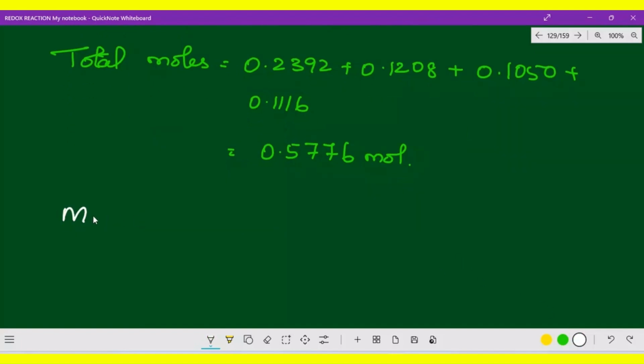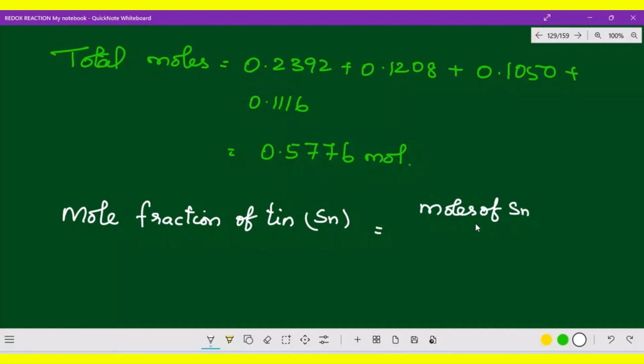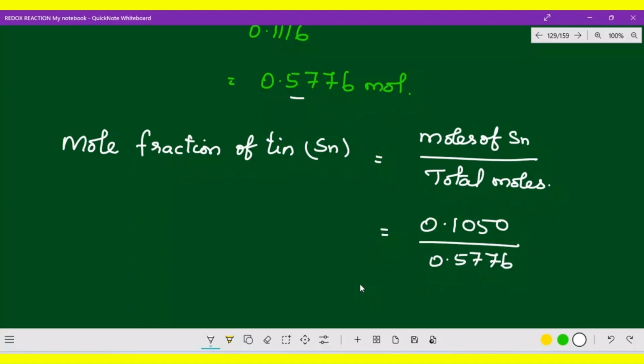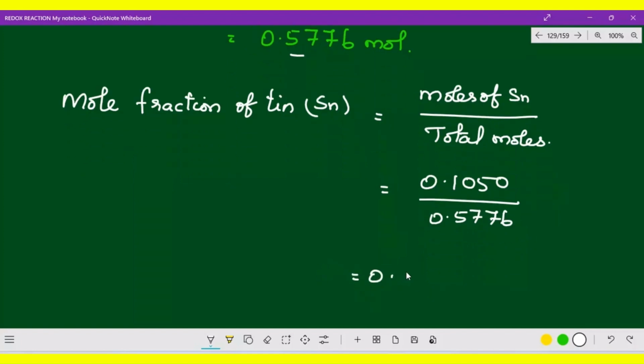Mole fraction of tin, Sn. That is moles of tin, moles of Sn divided by total moles. So each one's fractions you will get. Okay. Now moles of tin, how much? 0.1050, right? Divided by total moles, it is 0.5776 mole. Both are mole only. So you will get around 0.1821.